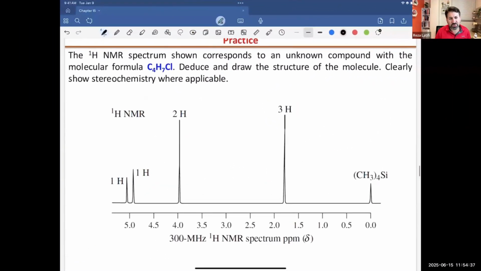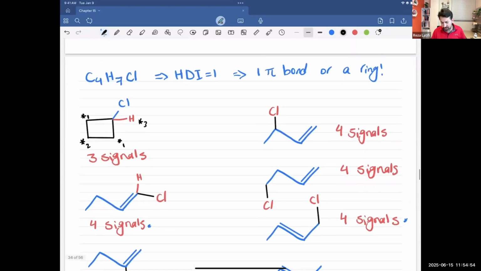Another example, we have a C4H7Cl. With 4 carbon, I should get 10 hydrogen, but right now I have only 8. 7 plus 1 chloride will be 8. So clearly I have either 1 pi bond or 1 ring.